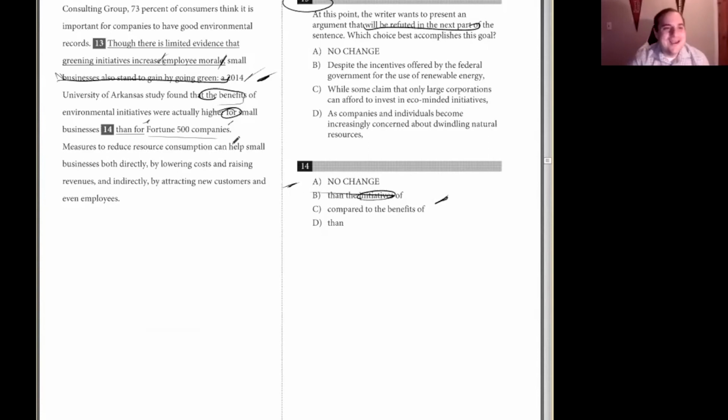Here's why this is wrong. It looks like we're talking about the benefits, but this is the benefits of these initiatives, not the actual benefits of the corporations, right? And what do I mean by that? So this says the study found that the benefits of environmental initiatives were actually higher for small businesses than, so this would be higher for small businesses compared to the benefits of the companies, not compared to the benefits of the initiatives of the companies. It's so subtle. Oh, that's gross. I hate it. "Than." Okay, well, that's even removing the word "for," so we have absolutely no referent back.